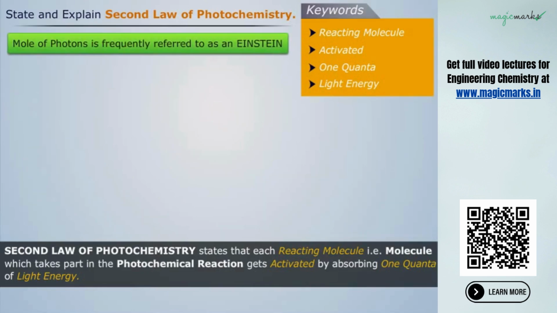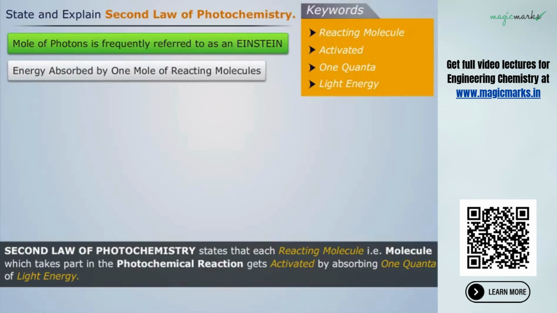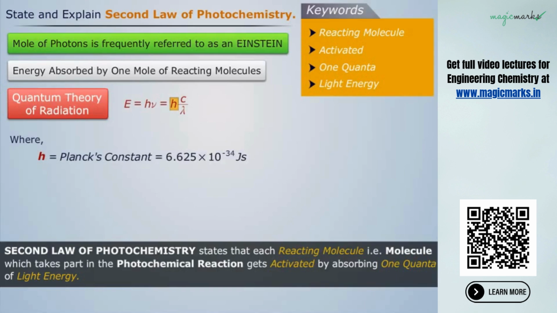We know that a mole of photons is frequently referred to as an Einstein. Let us calculate the energy absorbed by 1 mole of reacting molecules. According to quantum theory of radiation, energy per quanta equals hc/λ, where h is Planck's constant, c is velocity of light, and lambda is the wavelength of light.